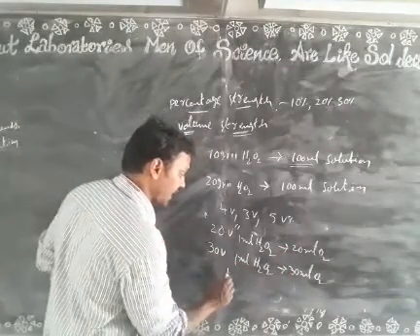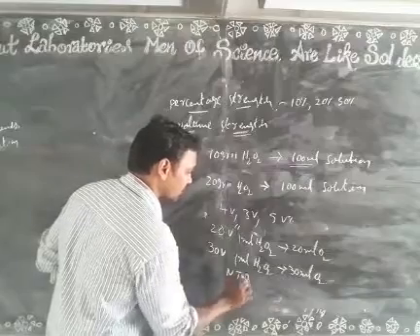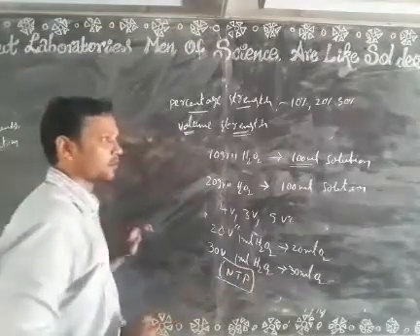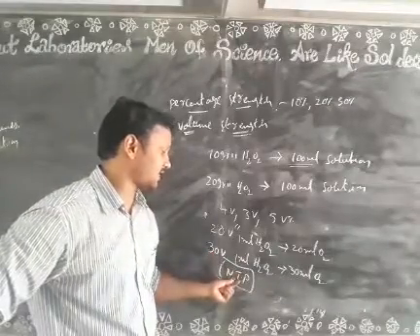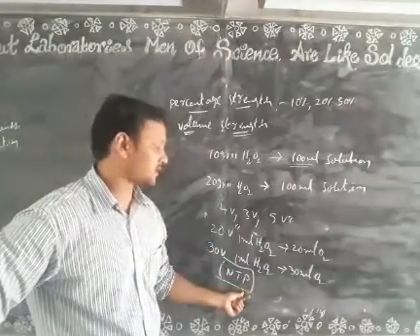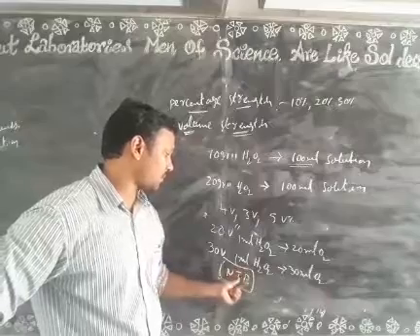It should be at NTP condition, normal temperature and pressure. So what is normal temperature and pressure? Temperature should be 25 degrees centigrade and pressure should be 1 atmosphere. That condition is called normal temperature and pressure.